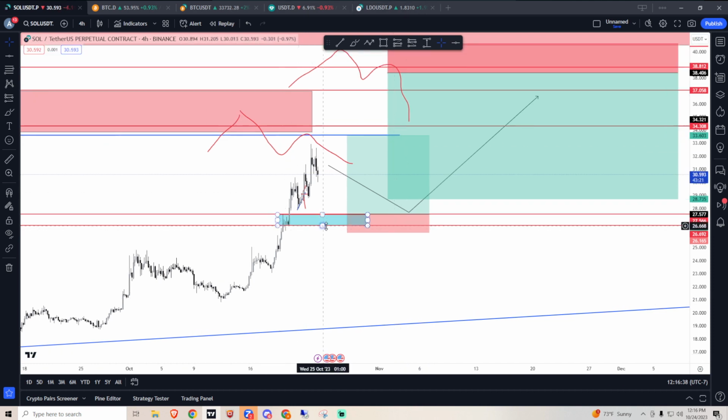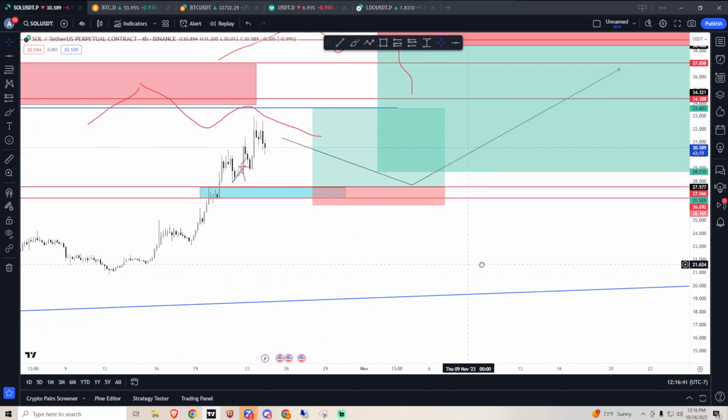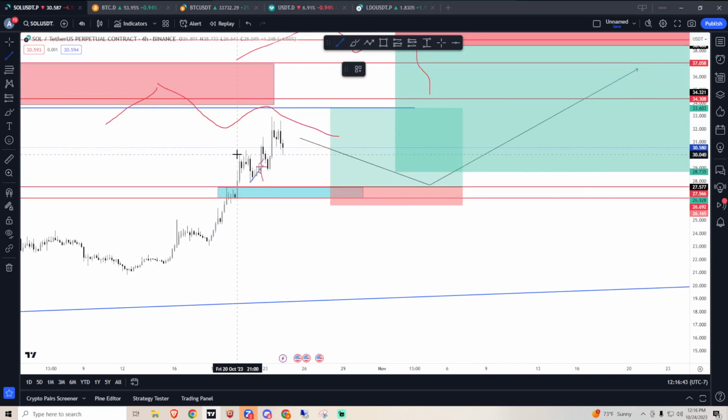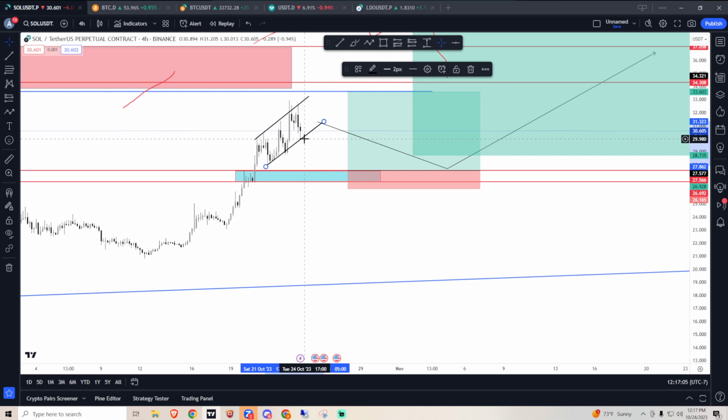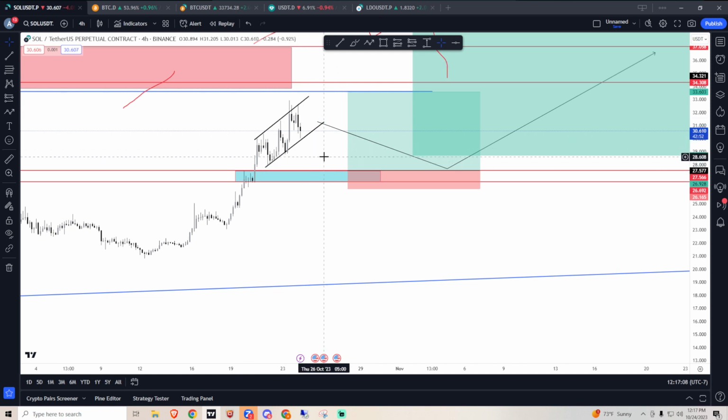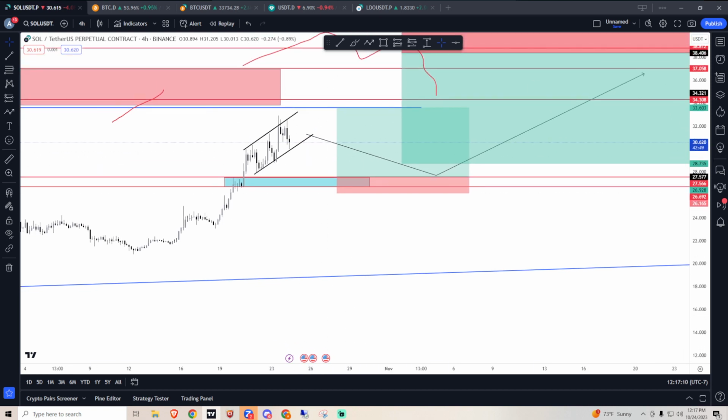Okay, so that's what I'm looking at now. If we take a look here, we possibly have a bearish divergence forming. Also a possible 3 drive here. Now let me get a picture of a 3 drive pattern so you guys see what it is.